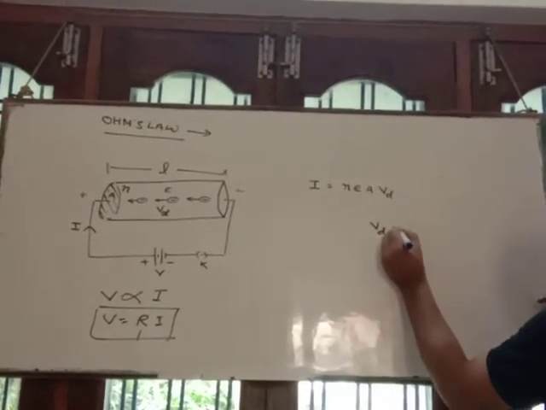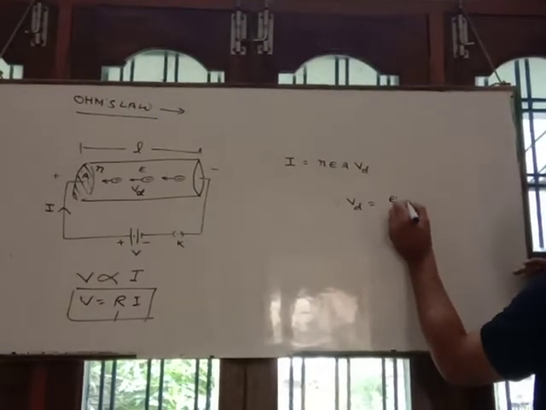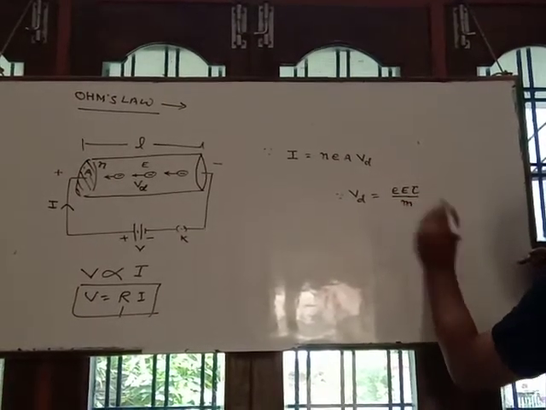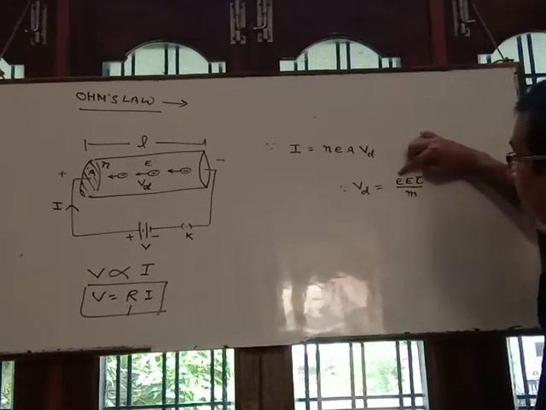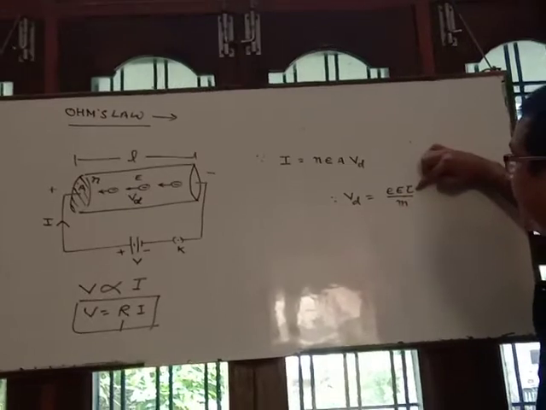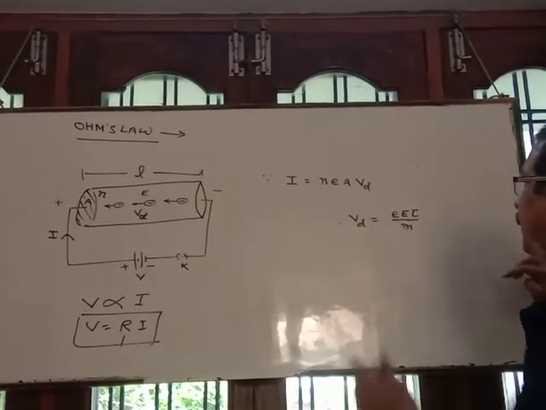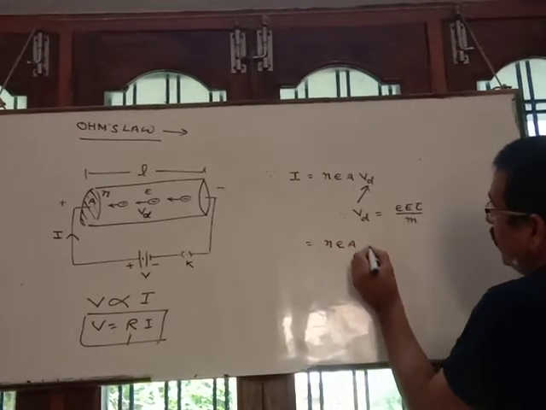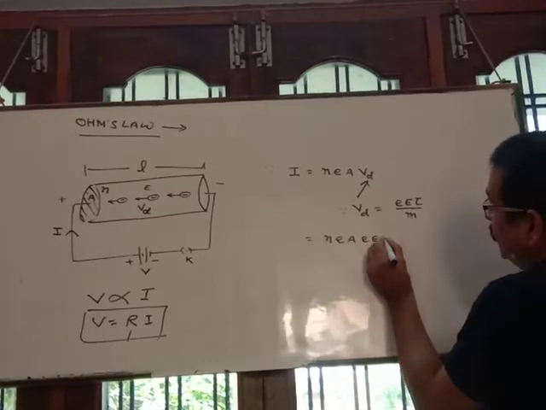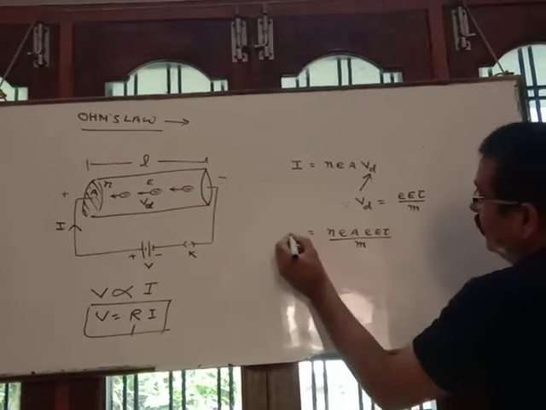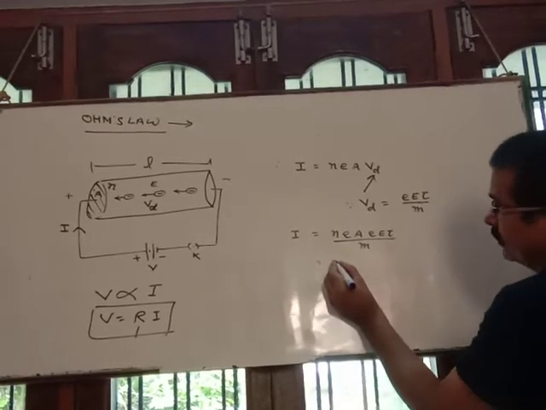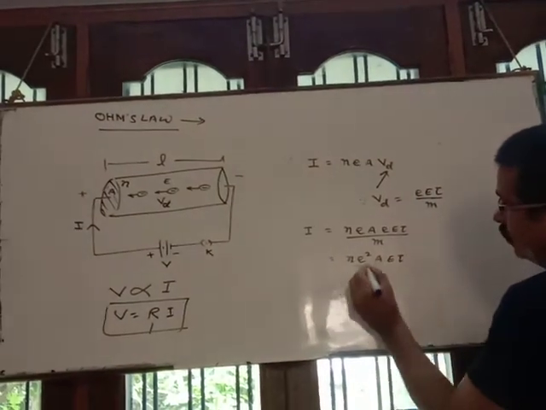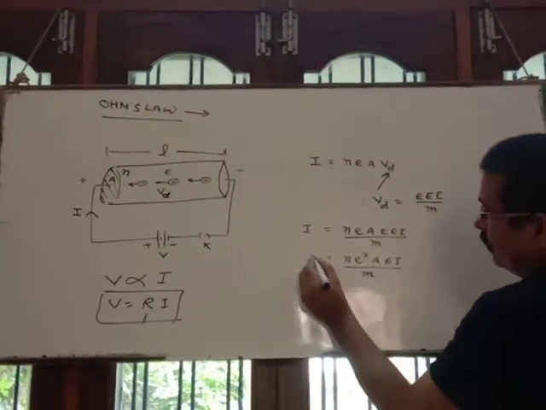But Vd is equal to, as you know, e E tau by m. Here small e is the charge of the electron, capital E is the intensity of the electric field, tau is the relaxation time, and m is the mass of the electron. Instead of Vd, write this one. So it becomes n e A e E tau by m is equal to I. This becomes n e square A E tau by m is equal to I.